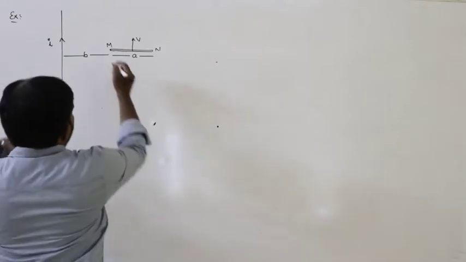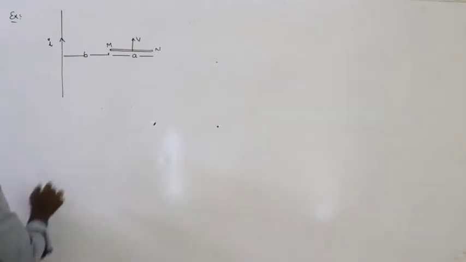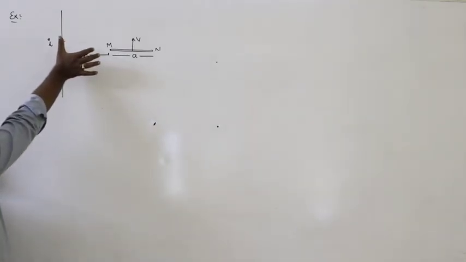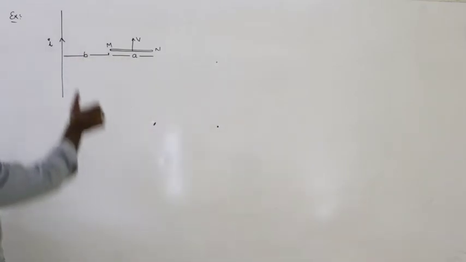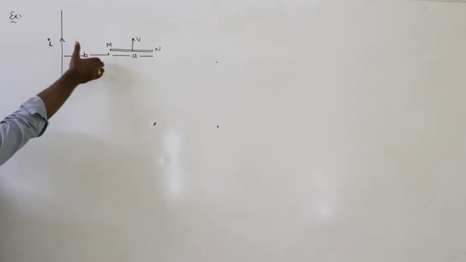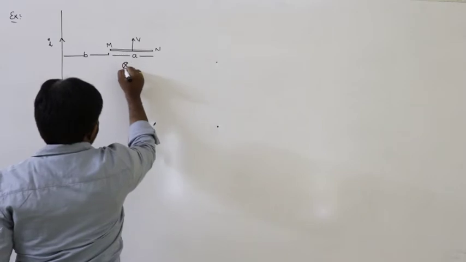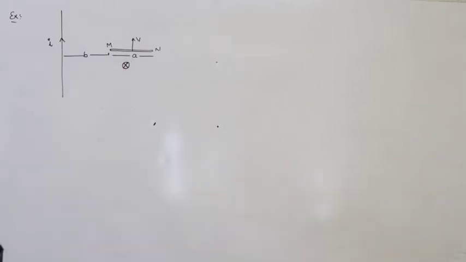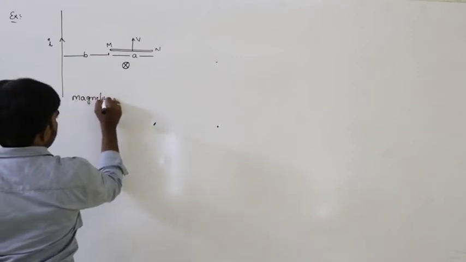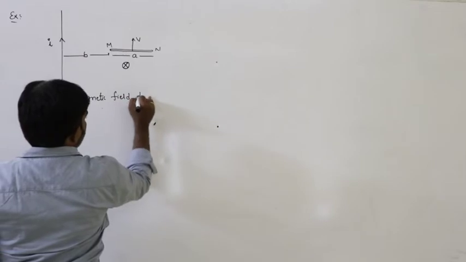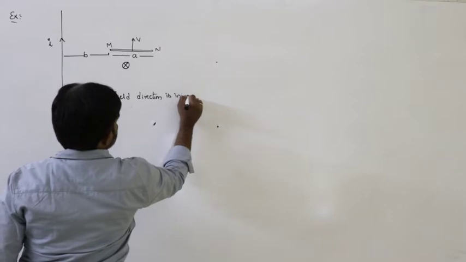So what is the EMF induced? Here, what is the direction of the magnetic field? Thumb indicates the direction of the current, curling of the fingers indicates the direction of the magnetic field. Here the direction of the magnetic field is inwards, no doubt about that.